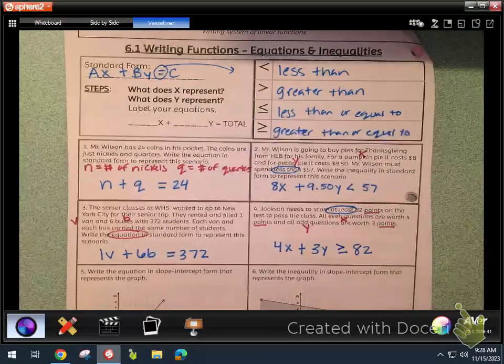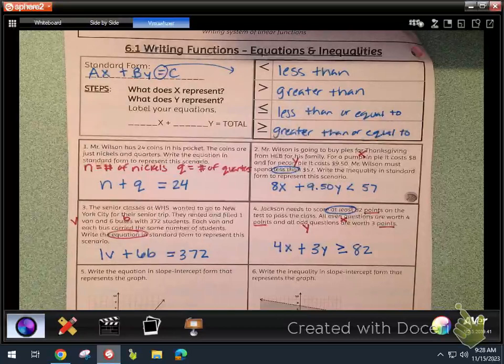So I think this one is a little bit tricky because when people see at least, they want to say less than. But the way that it's usually set up, it has your variables on the left. And so think about it, 4x plus 3y is my grade. I need my grade to be greater than or equal to 82. Okay?